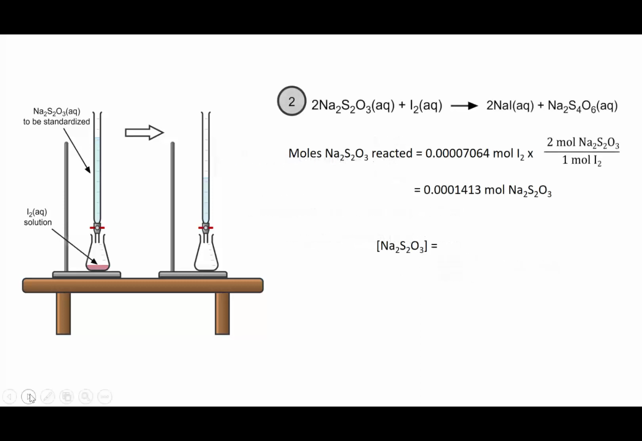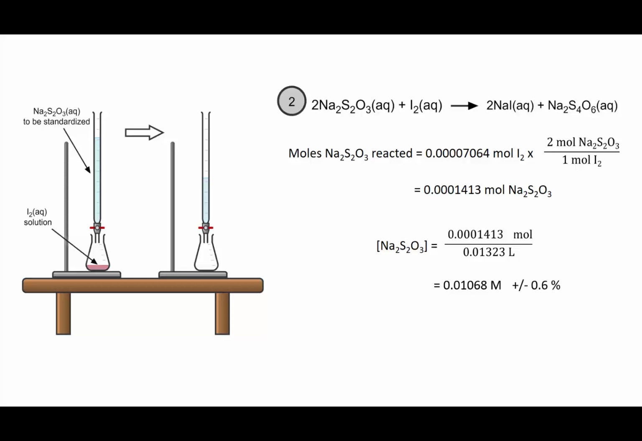Next, finally, the concentration of the sodium thiosulfate. So I have the moles of the sodium thiosulfate. I will now divide those moles of the sodium thiosulfate by the volume. I end up with this number. It is this number, 0.01068 molar, to this particular relative error.